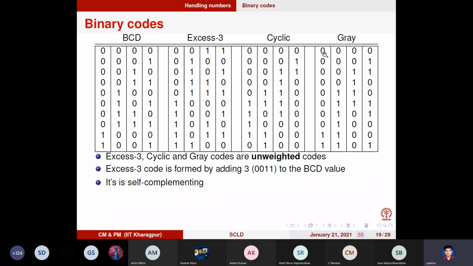There is another very important code called a gray code. I'll explain what it is and I'll tell you how to do it. Okay, so you can see all these 3 codes, XS3.